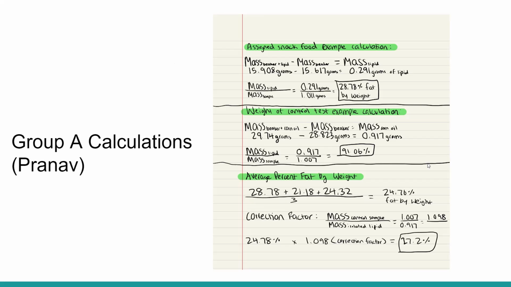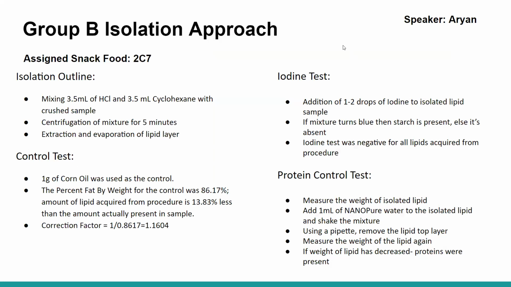And for the average percent fat by weight, I added all 3 percent fat by weight values for the 3 trials, divided by 3, and got 24.76%. But this value has to be corrected through a correction factor that you get from dividing the mass of the control sample by the mass of the isolated lipid, which was 1.098. When we multiplied the average percent fat by weight by the correction factor, we got the corrected average percent fat by weight, which was 27.2%. And that's it for both the results and calculations for Group A.